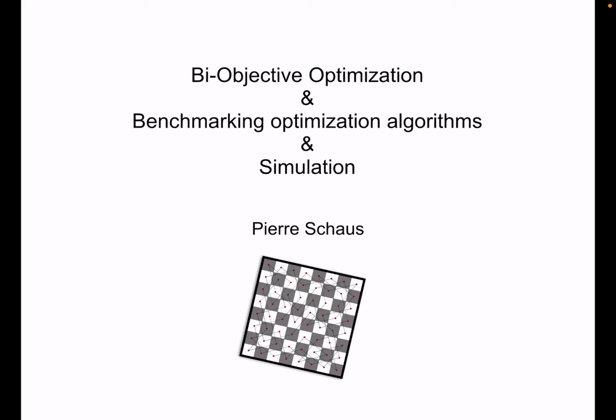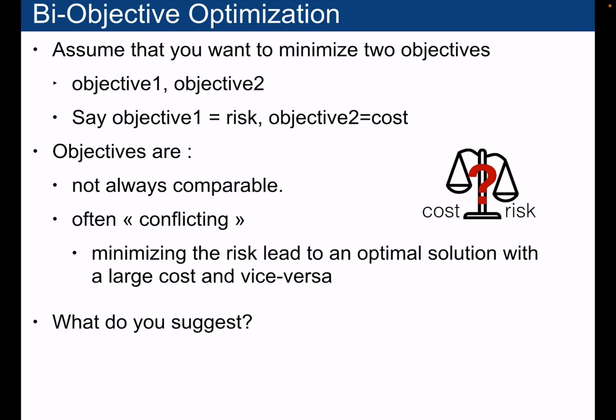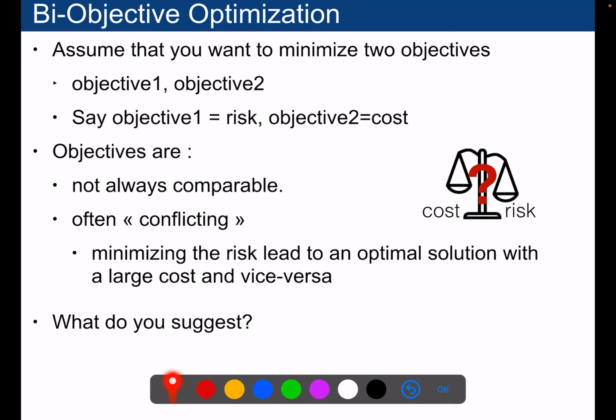About multi-objective optimization, but also a little bit about benchmarking optimization algorithms and simulation. Multi-objective optimization: typically for some problems you have more than one objective that you want to minimize.